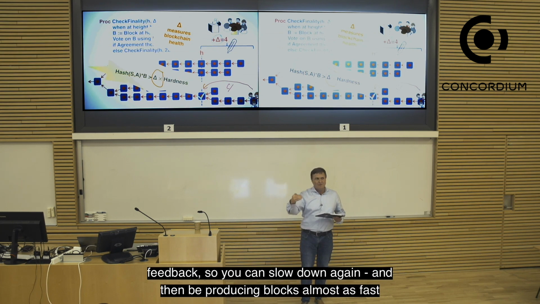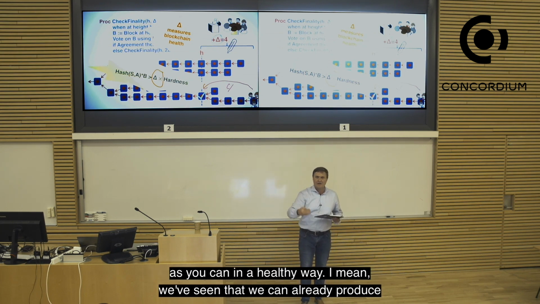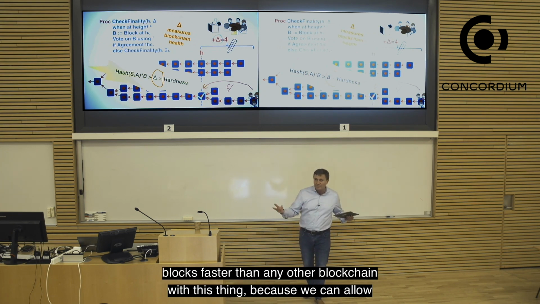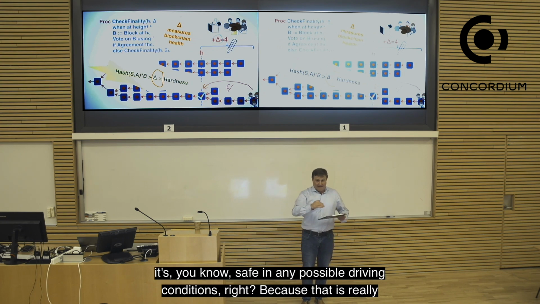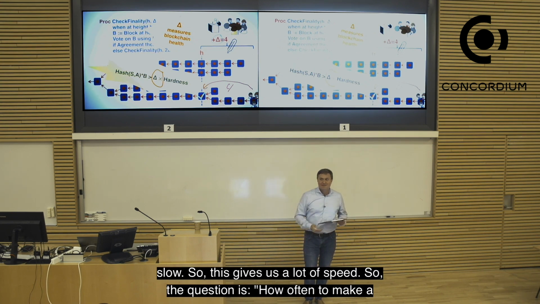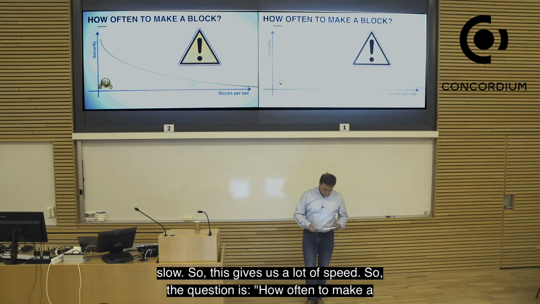And then be producing blocks almost as fast as you can in a healthy way. And I mean, we have seen that we can already produce blocks faster than any other blockchain with this thing, because we can allow ourselves to go as fast as the driving conditions allow us, and not as fast as is safe in any possible driving conditions, right? Because that is really slow. So this gives us a lot of speed.